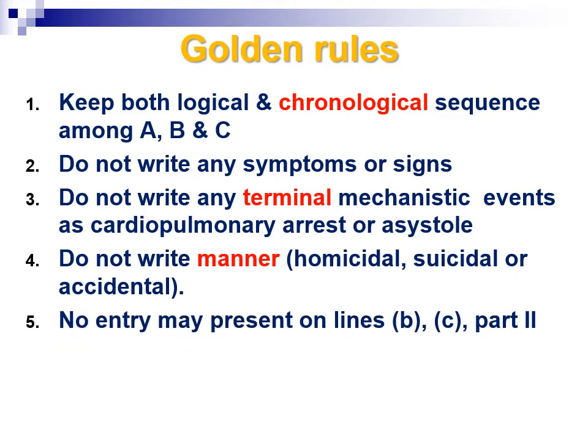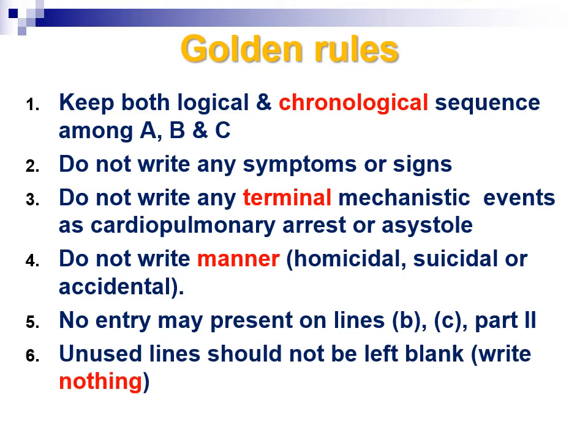If there is no entry for B, C, or part 2, write nothing. Don't leave it blank. It's a very important note. But it must be at least A. The immediate cause of death must be written. You have a diagnosis, a cause of death, in this part. But for B, C, and part 2, if you can find no entry, you write nothing.